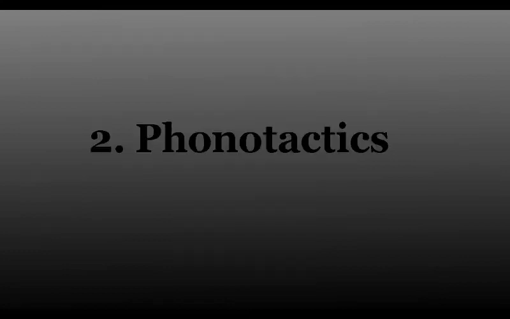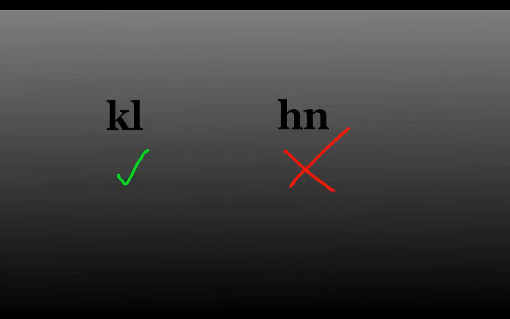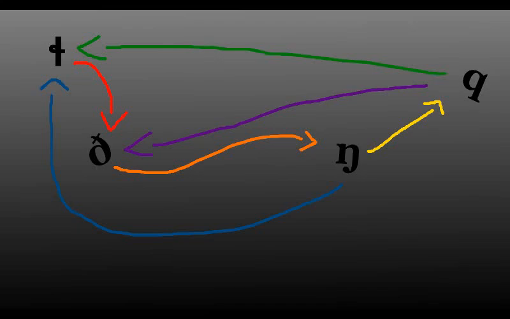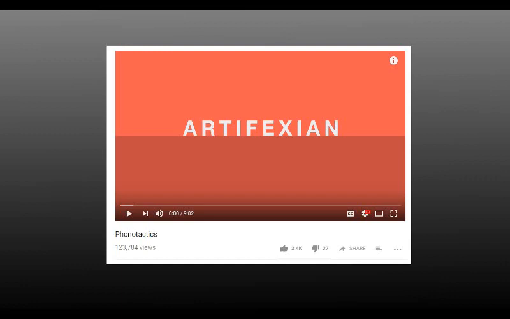Number 2, phonotactics. A phonotactic system is essentially a list of possible sound sequences, how those sounds interact with each other, and how words are structured. What sounds can be next to one another? How are words structured? Are there some sounds that can't be at the end of a word? Artifexian makes a good video on how to make a phonotactic system. I will link it in the description as well.